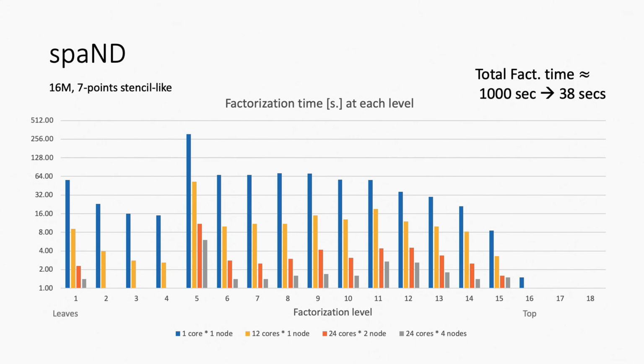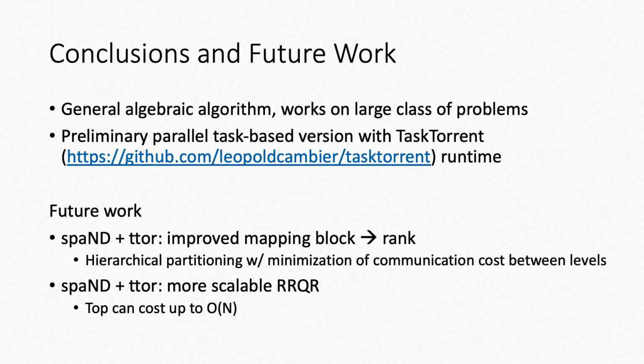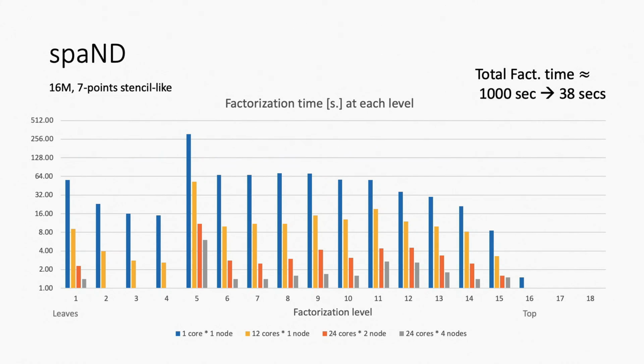So basically what I showed is this new algebraic algorithm that works on a relatively large class of problems. And we have a preliminary task-based version. And for our future work on that, there's still a lot to do here. First, the partitioning is very naive, so you end up with quite a lot of imbalance near the top. So that's something to improve.